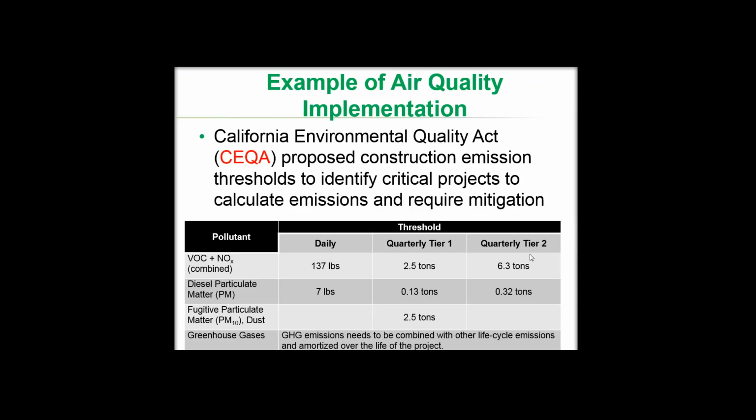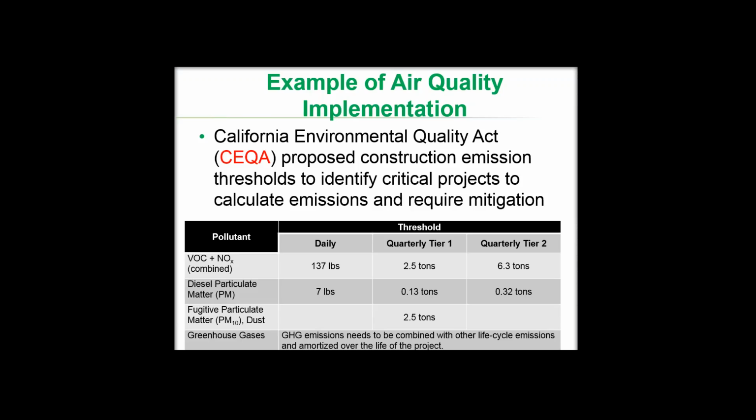And for the third one, which is the case of the quarterly tier 2, for the construction project that is lasting more than 1 quarter, exceedance of the 6.3 tons per quarter threshold requires standard mitigation measures, best available control technology, and implementation of a construction activity management plan and of off-site mitigation.